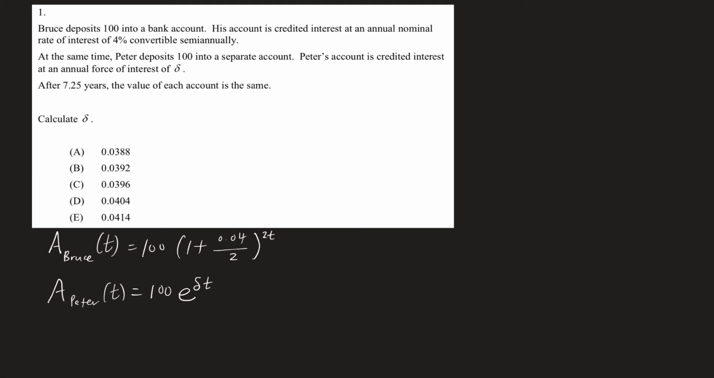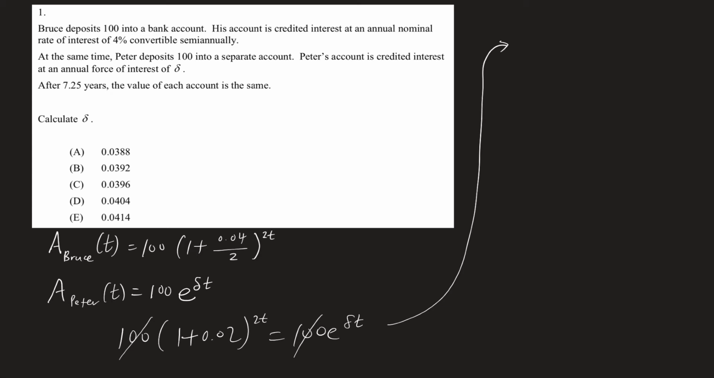So what we can do is to set these two equations equal to each other. And you can see that the $100 is irrelevant because they cancel each other out. And let's just move up here. 1.02 to the power of 2t is equal to e to the power of delta t.